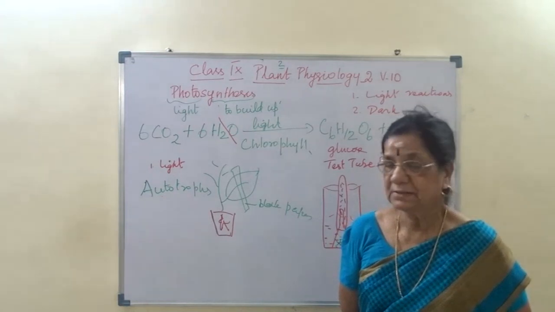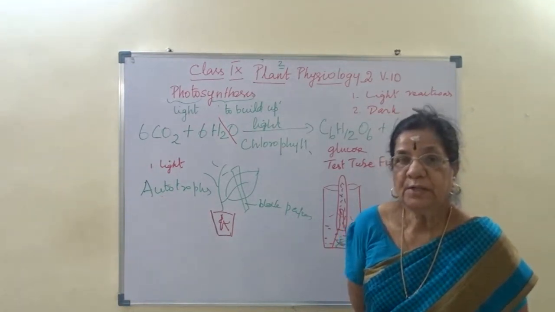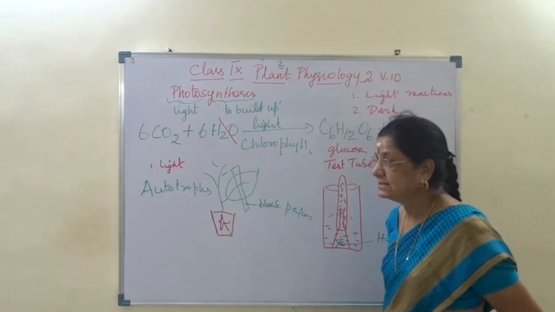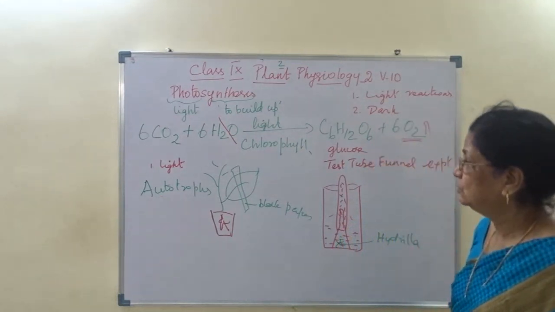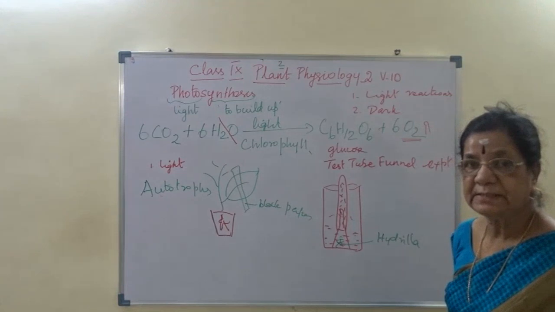So now this photosynthesis, what is the equation? Says 6CO2 plus 6H2O in presence of light and chlorophyll.